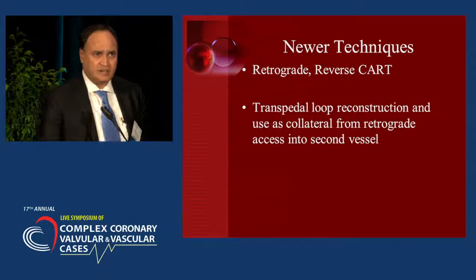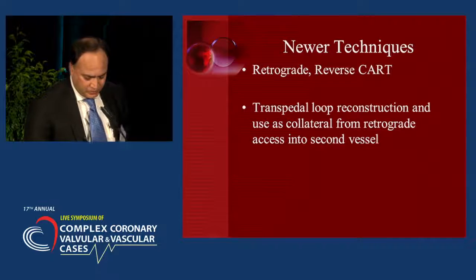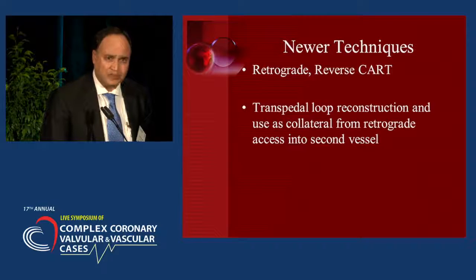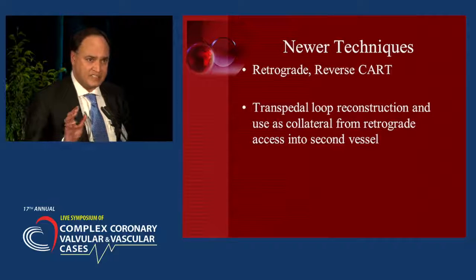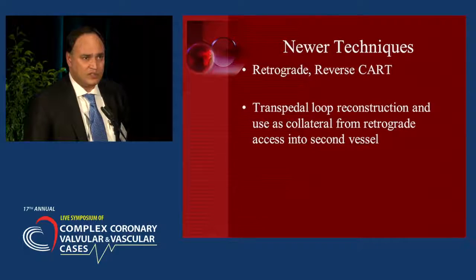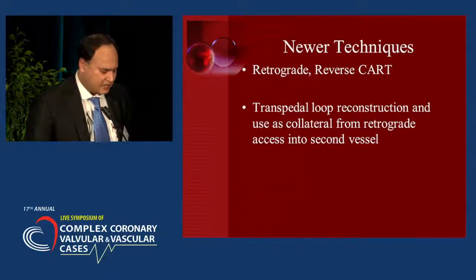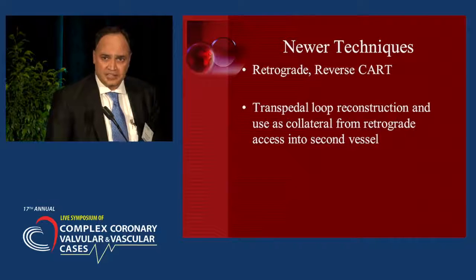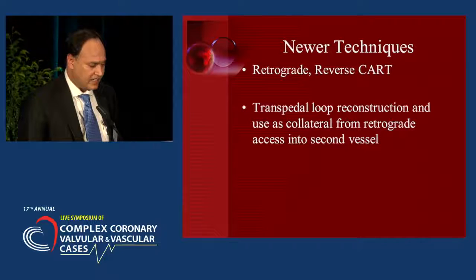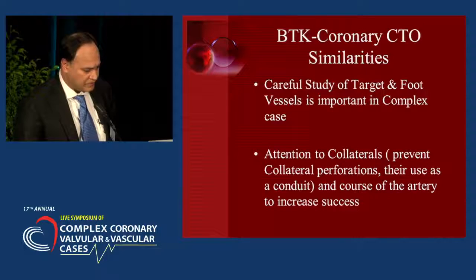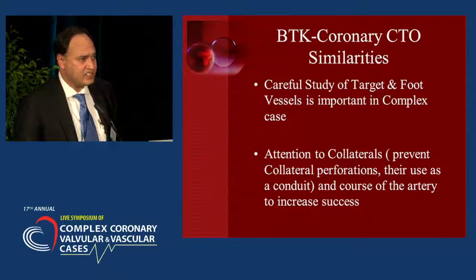Now, there are multiple techniques, and the retrograde technique is now very popular, so I won't say a lot about that. But I will show you a couple of examples of what you do when the retrograde technique does not work. And then I will show you some examples of how we reconstruct the arcuate artery and a transpedal loop, and some of the collateral approaches that you can utilize in a very difficult case to accomplish what you want to accomplish.